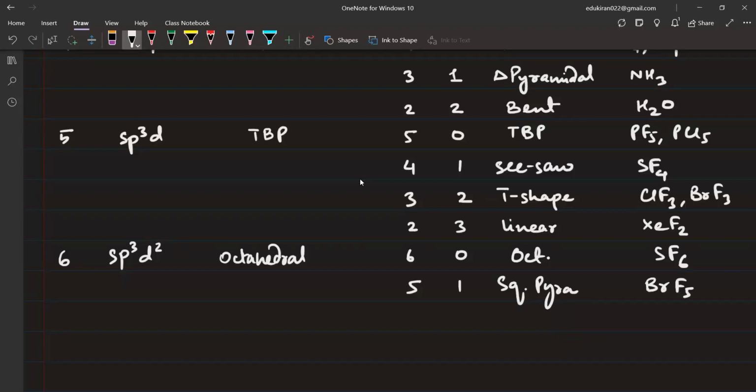After 5, what will it be? 4 and 2. This was square planar. And we had an example of what? XeF4, I guess. Yes, sir. XeF4, right? Did we have anything else? No, don't need anything else after this. Okay. Then here you have, right.